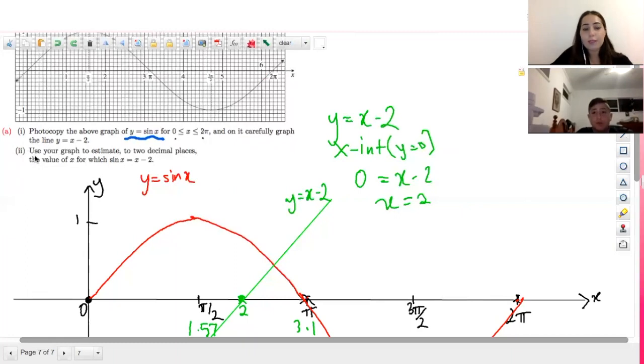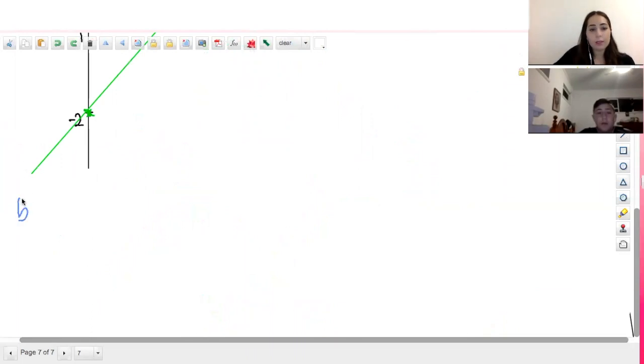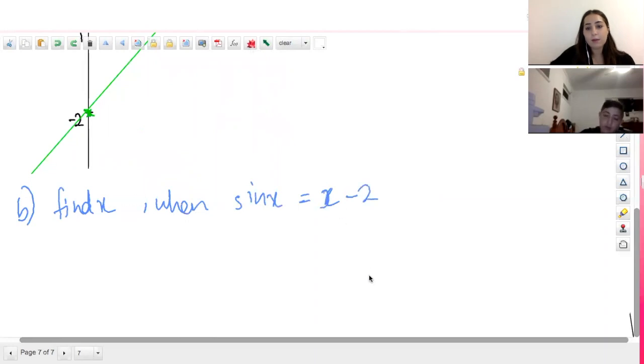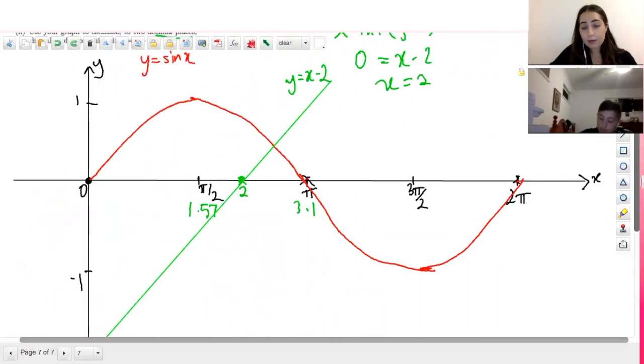Then for part B, it says, use your graph to estimate to 2 decimal places the value of x for which sine x equals x minus 2. So that's interesting. So I'm just going to rewrite the question here. So part B. So it says find x when sine x equals x minus 2. So in part A, where it says y equals sine x, would you just sub sine x with x minus 2? Yeah, that's exactly right. So that's actually right.